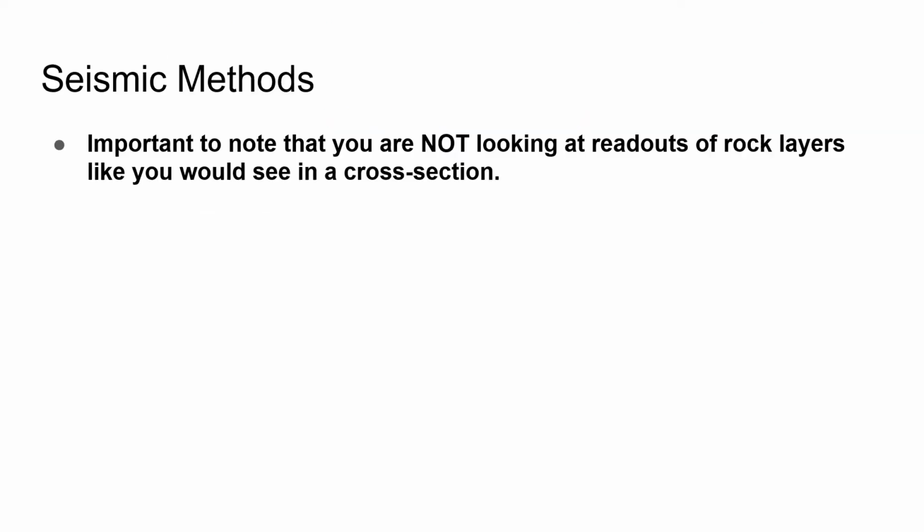And a few other warnings about seismic methods. Again, and I can't stress this enough, you're not looking at readouts of rock layers like you would in a traditional cross section. It's very misleading because seismic models look a lot like rock units, especially when you're looking at very finely bedded units, but that's not what you are actually seeing. You're looking at seismic reflections, and they don't represent thickness.